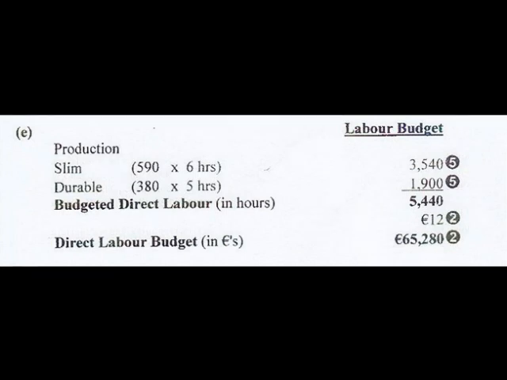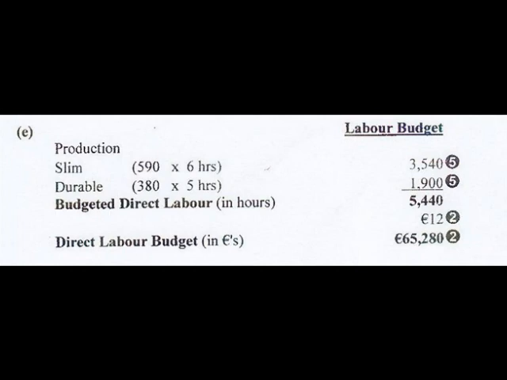Move on now to the labour budget. This is how much we intend to spend on wages, direct wages, manufacturing wages, production wages. We've already worked out that we intend to produce 590 units of slim, and the question tells us that each one will take 6 hours, so that's 3,540 hours in total for slim. Durable, of which we're producing 380, take 5 hours each, so that's 1,900 hours. So in all, our budgeted direct labour in hours is 5,440 hours.